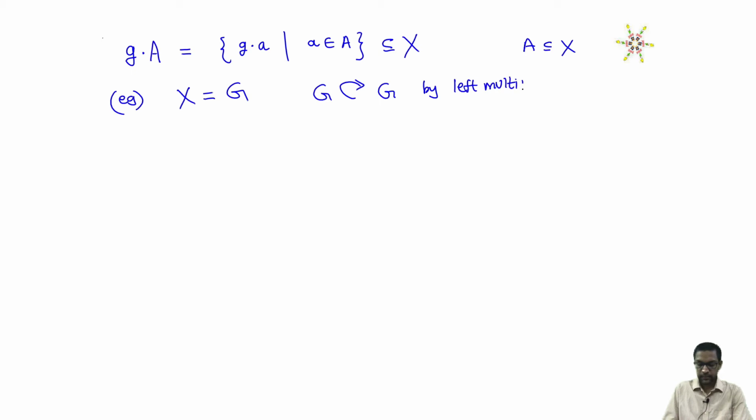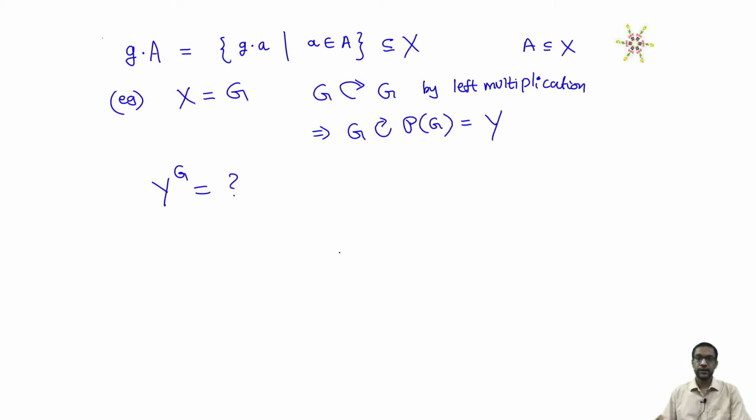Now I want to look at the action on subsets of G. For the action on G, I've just said there cannot possibly be fixed points. But what about for the action on subsets of G? Can I have fixed points there? Okay, so let's analyze that action. Let's call this new set Y maybe. Now let's ask, what is Y^G? In other words, which subsets of G are invariant under this action?